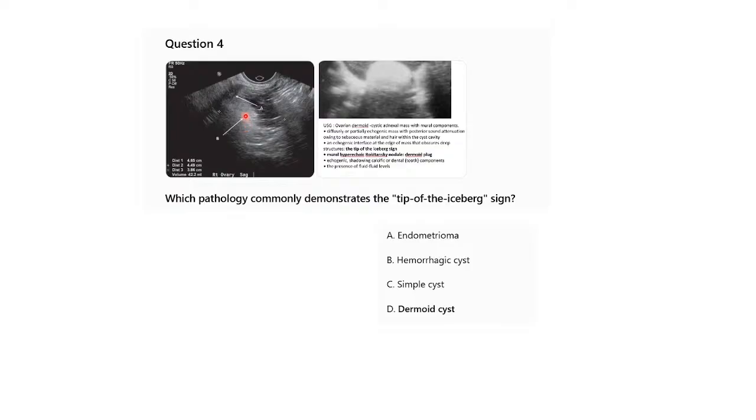So the idea is for you guys to master the different types of pathologies as much as you can. That's why I am giving you different types and different sonographic appearances. So what is this? Is this an endometrioma? Is it a hemorrhagic cyst? Is it a simple cyst, or is it a dermoid?